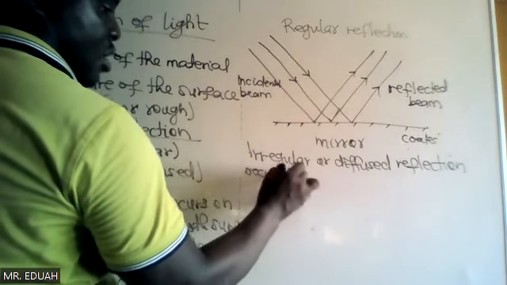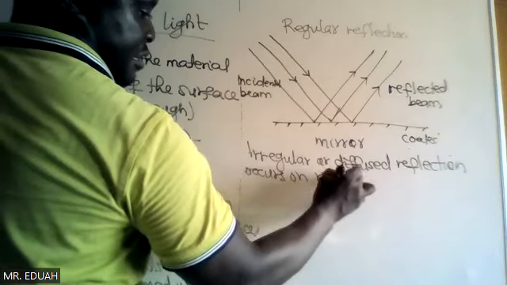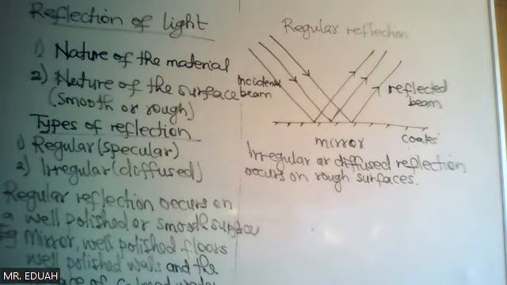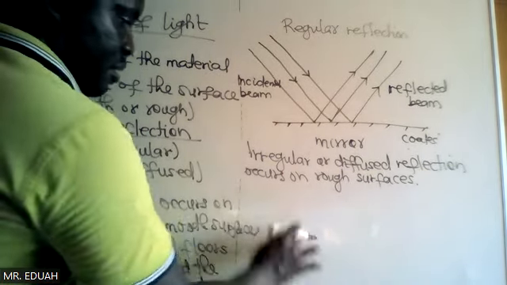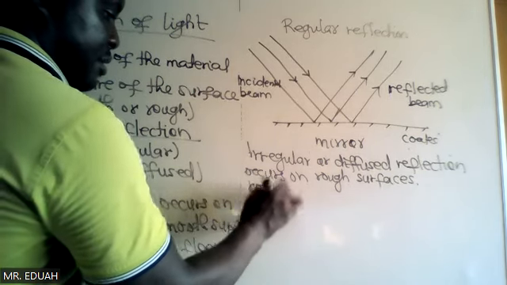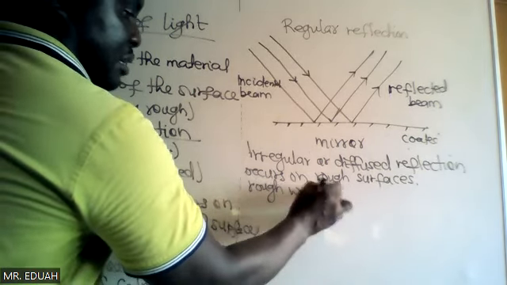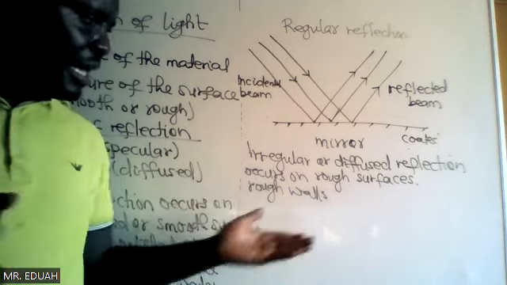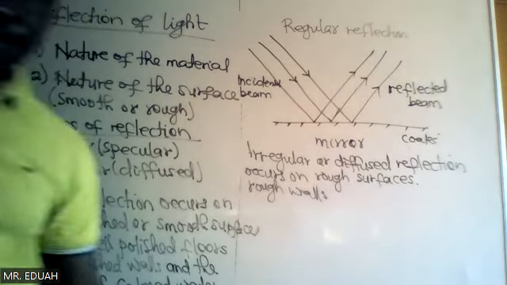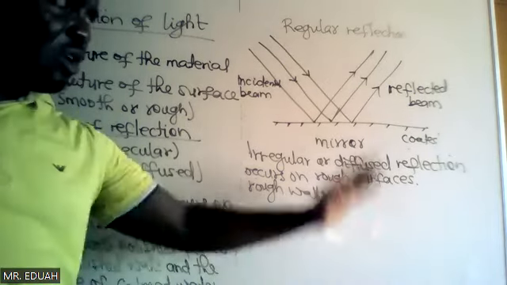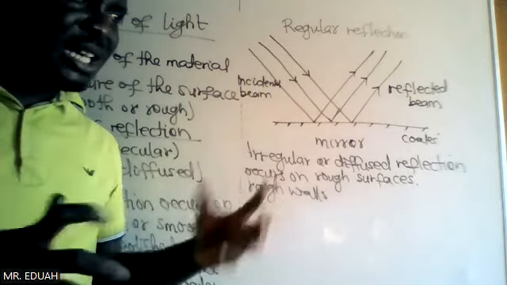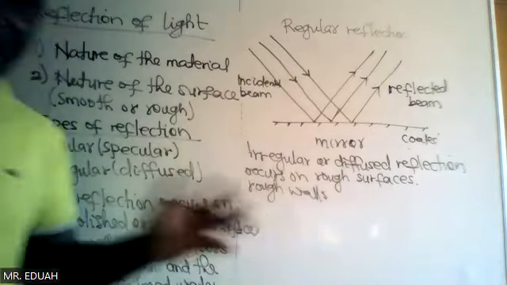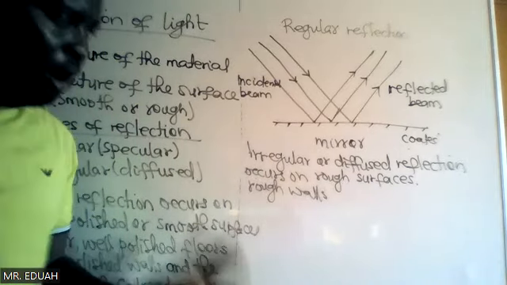Occurs on rough surfaces. Example, rough walls, any rough surface. It can be the ground, the air surface, on walls, the surface of bodies or materials around, generally anything rough.